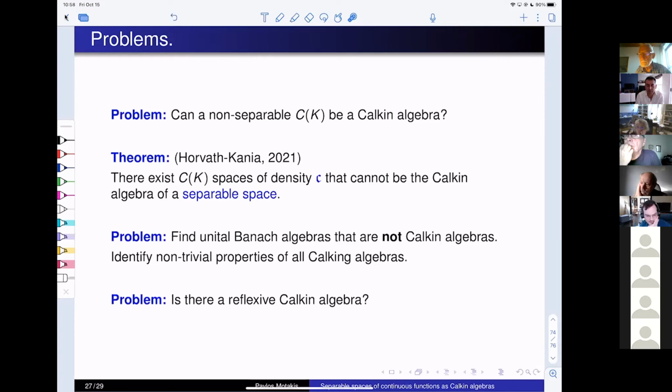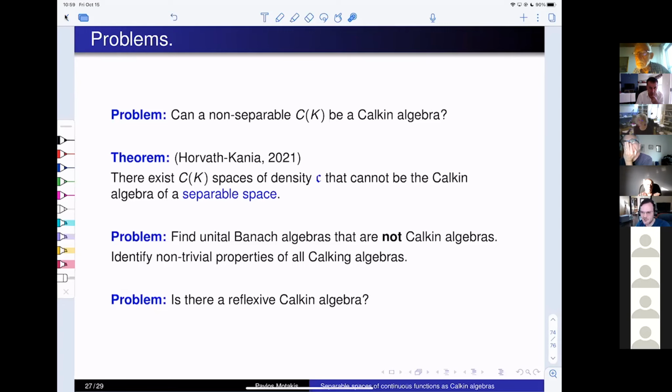So, things to talk about. We can do separable Calkin algebras. I mean, you can conjure up operator algebras that generate a non-separable C(K) Calkin algebra. Any non-separable commutative C*-algebra is still a C(K) Calkin algebra. It's the continuous functions on a set of characters.